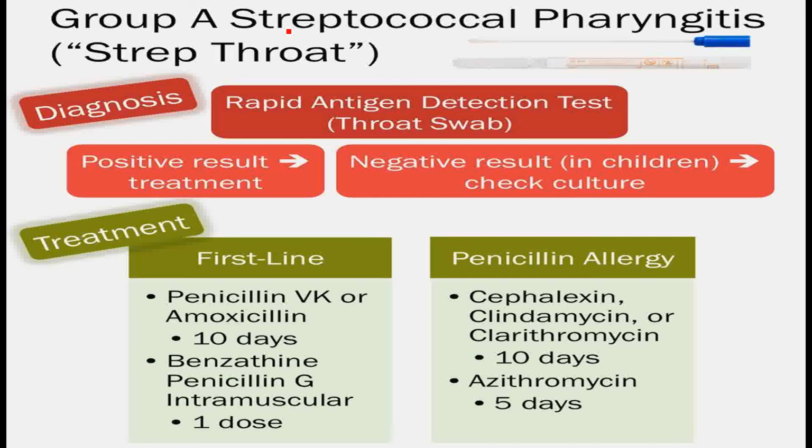Here you can see a detail of group A Streptococcus pharyngitis or strep throat. Here, diagnosis. Diagnosis is done by rapid antigen detection test, and this test is a throat swab test.